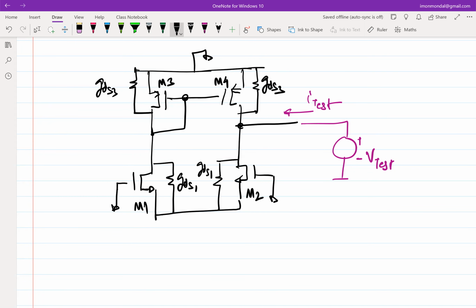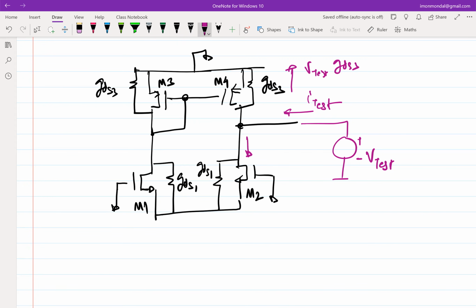So clearly there will be one current. I mean, the easiest of the lot is the current through GDS3. Now, what will be the current through GDS3? Incrementally, it is Vtest times GDS3, right? But that is not the only current flowing on top. What we are interested in is the total current.